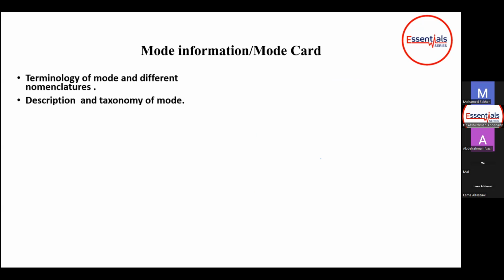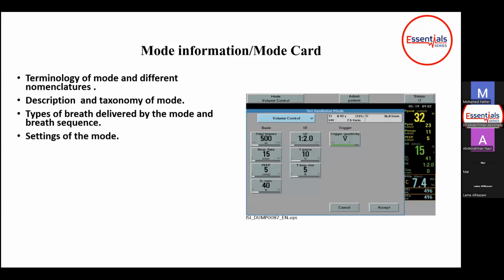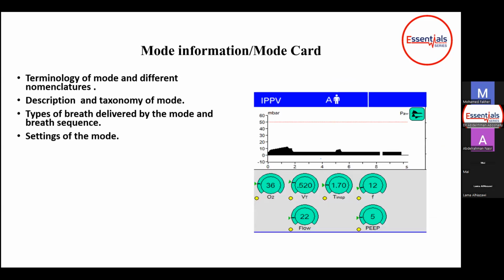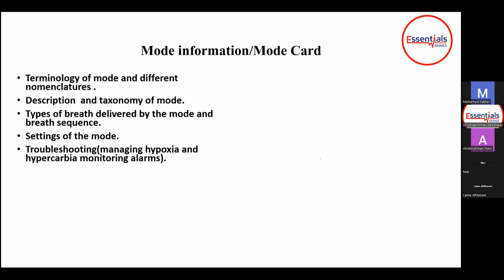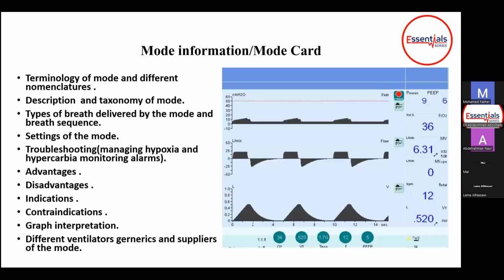Secondly, we should know the taxonomy of the modes. We have already discussed the taxonomy of modes. Third, types of breath delivered by the mode and the breath sequence. Then, the settings that we usually set in this mode and how we set them. Then troubleshooting of the mode. When we have hypoxia in this mode, how are we going to manage hypoxia using our settings? Or when you have hypercarbia, how in this exact mode are we going to manage the CO2? Then advantages and disadvantages of the mode, and graph interpretation of this mode to understand the normal graphics and waveforms, scalars and loops in each mode.